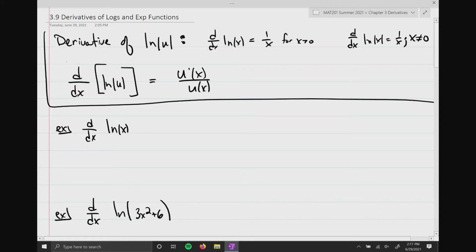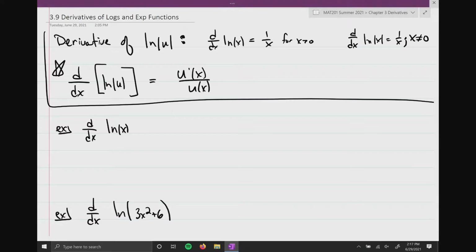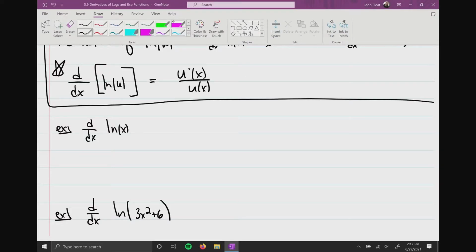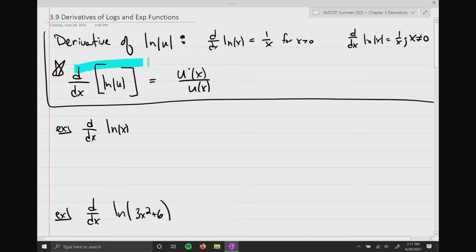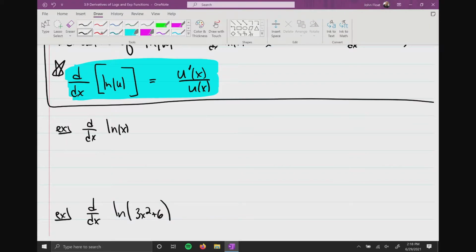And then the most general definition, and I'll highlight this for us here, because this involves the chain rule. So the derivative of the ln of u, where u is going to be some function of x, is going to be the derivative of u with respect to x over u of x. So let me make that a little bit easier to see. So let's go ahead and do some examples here.